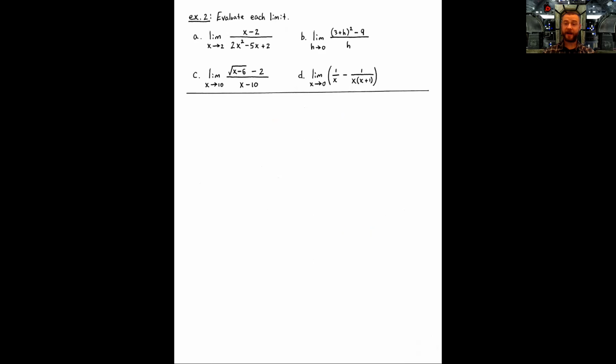Example 2 is simply evaluate each limit, and we have 4 standard examples that you'll see scattered throughout the homework questions and throughout possible quiz and exam questions. These are pretty standard for what we'll be getting to within the next few lectures. So I'd like you to pause the video and make an attempt at all 4 of these. Each one of these examples applies a different algebraic trick. See if you can think which algebraic trick would apply to each limit here, some of which have indeterminate forms. We'll check in several minutes.